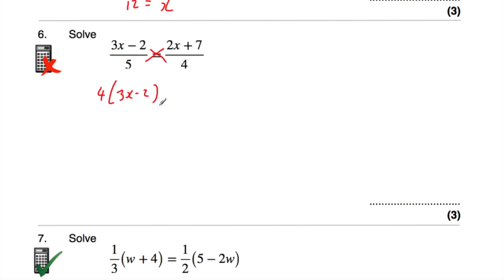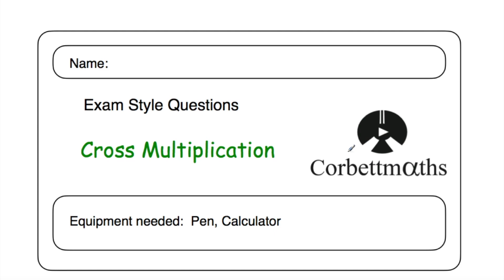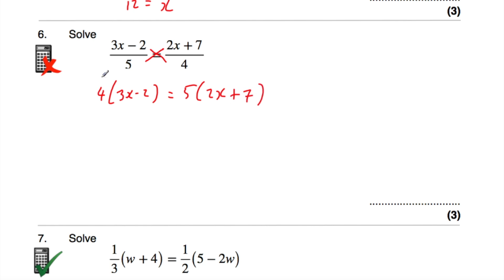And again, you could just multiply them and get 12x minus 8 if you wanted to. And that's what we'll get whenever we expand our brackets. And then that's equal to this numerator times that denominator. So that's going to be 5, and then in brackets 2x plus 7. Now let's expand our brackets.